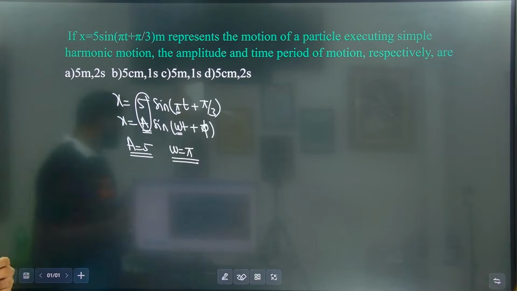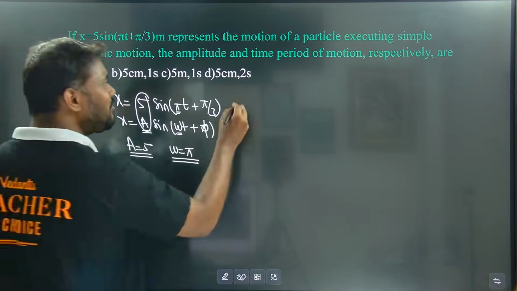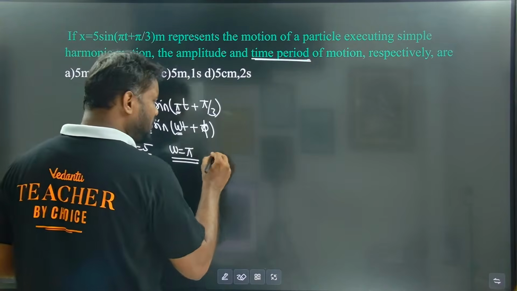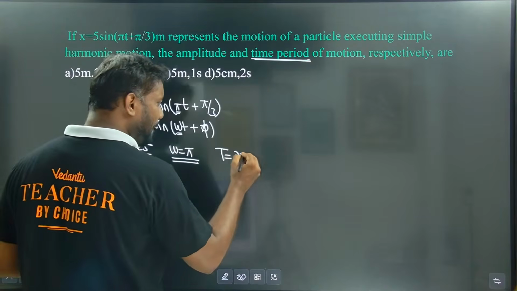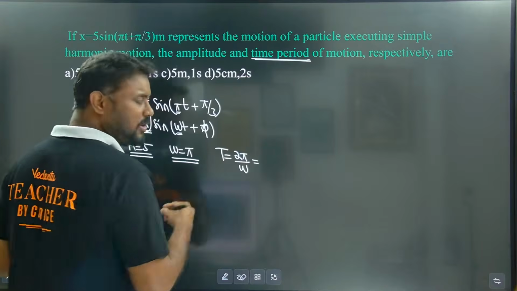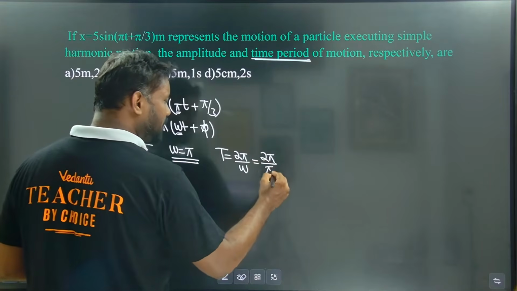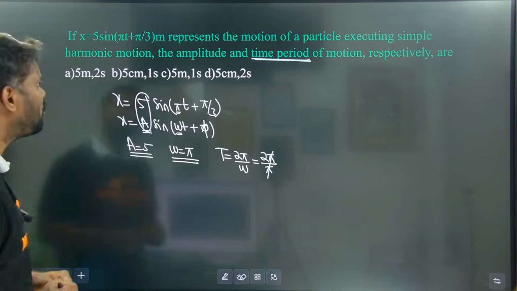Omega oda value we can say it is pi. But we have to calculate what? Time period calculate pannanum. Time period eppadi calculate pannalaam? Time period T is equal to 2 pi by omega. Omega oda value pi nu eduthuten appadina 2 pi divided by pi. So enna kedachirum? 2. So 2 ngirathu answer.